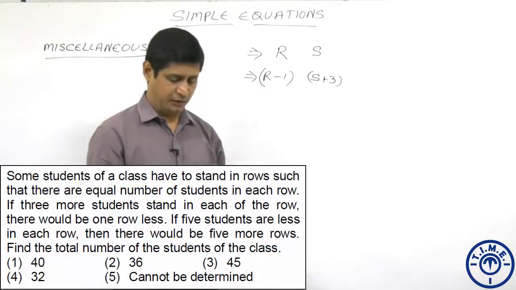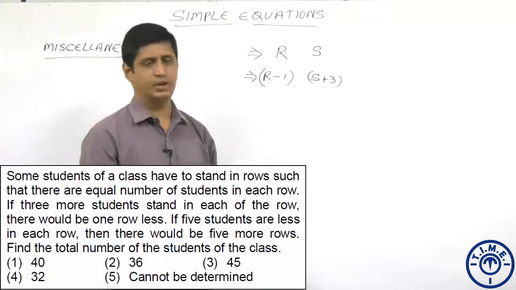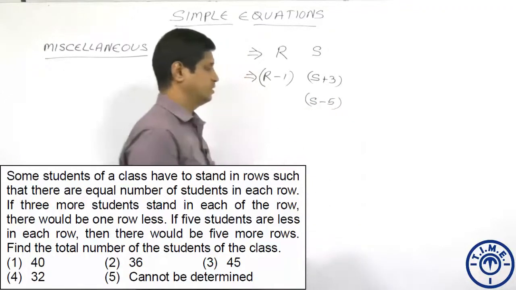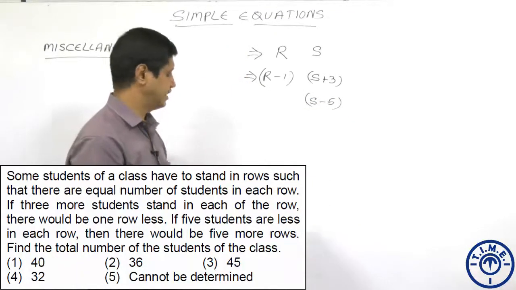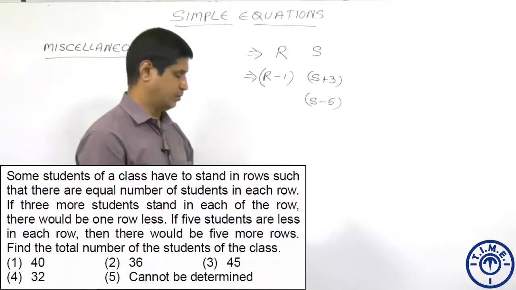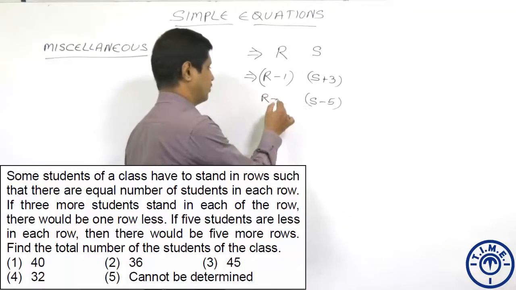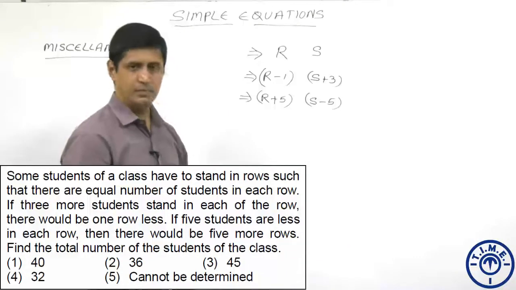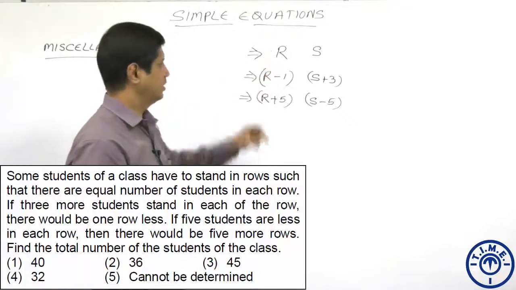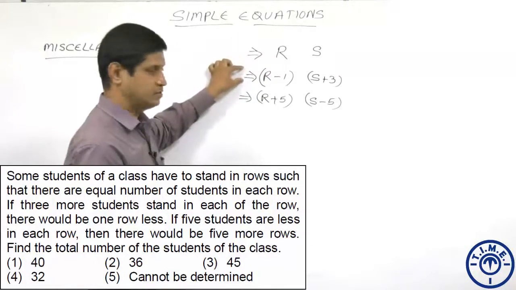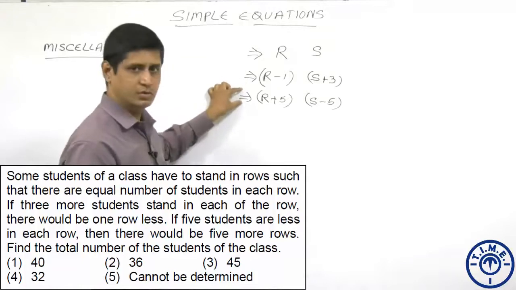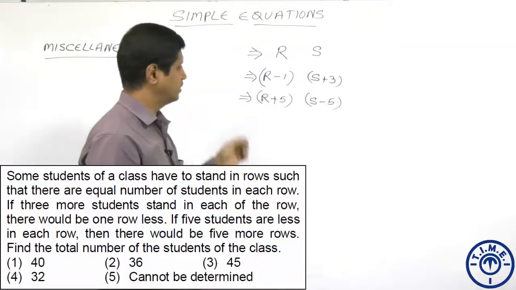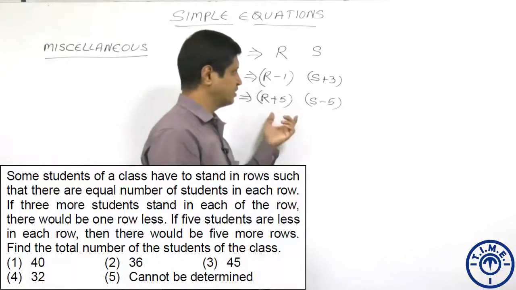If 5 students are fewer in each row, the number of students is S minus 5. What is the result? The number of rows is 5 more, so the number of rows is R plus 5. Of course, the product of these two is also equal to the total number. So the total number is equal to this part and it is equal to this part. All these parts are equal. What we need to find is the total number of students.